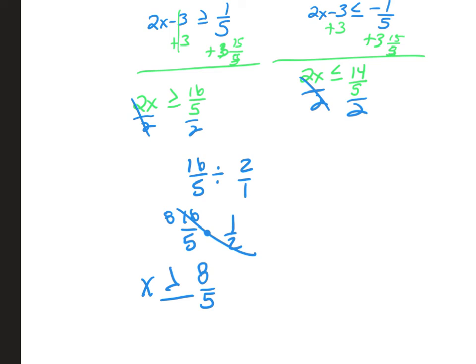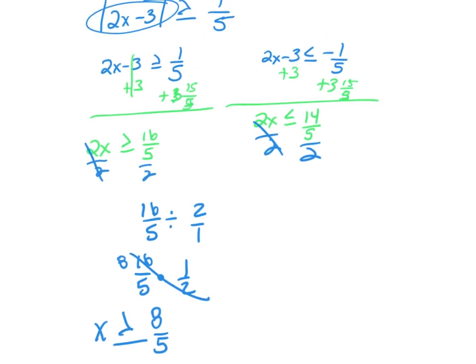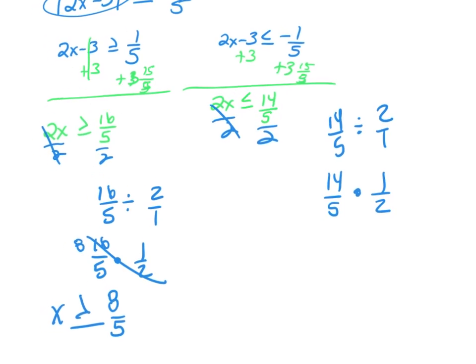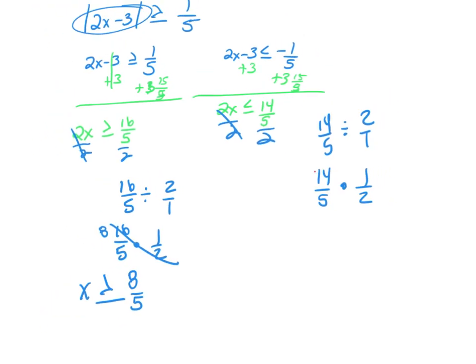Have to. On the right-hand side, this says 14 fifths divided by 2 over 1. If I keep, change, flip, it's 14 fifths times 1 over 2. What happens to my 14 and my 2? Yep, we can simplify there. This becomes 7 over 5. So I have x is less than or equal to 7 fifths.